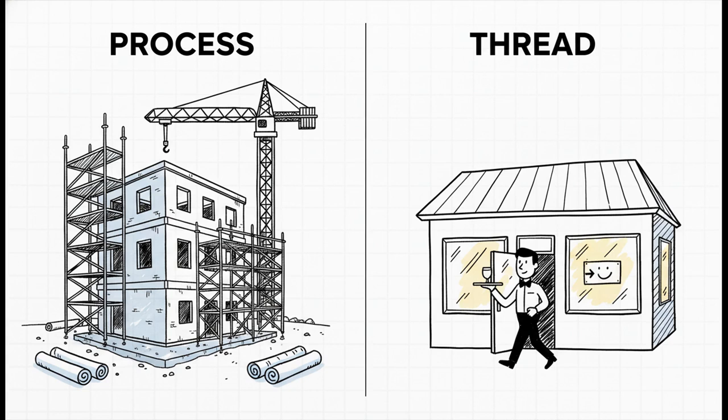And finally, efficiency. Starting a brand new process is a heavyweight operation. The operating system has to set up a totally new, isolated space for it. It's like building an entire restaurant from the ground up every single time. But creating a thread, that's lightweight. It's fast. You're just hiring a new worker to join the team you already have. The difference in overhead is just massive.